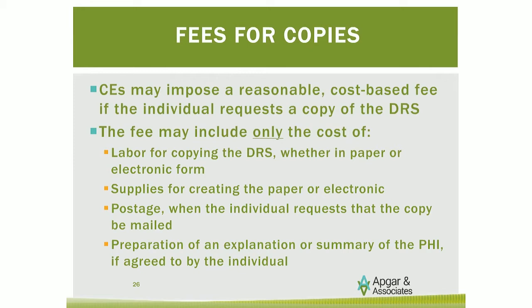Now, fees for copies. This is something that OCR went into in a bit more detail. You can impose a cost-based fee if somebody requests a copy of the designated record set. But the fee can only include the labor of copying, whether you're making it electronic, you're saving it off on media, you're printing it off, the supplies for creating the paper or electronic copy, such as USB drives or CDs, postage, where you're mailing it to somebody, and then if the patient agrees to preparing that explanation or summary of the protected health information, if that's what's agreeable to the individual.